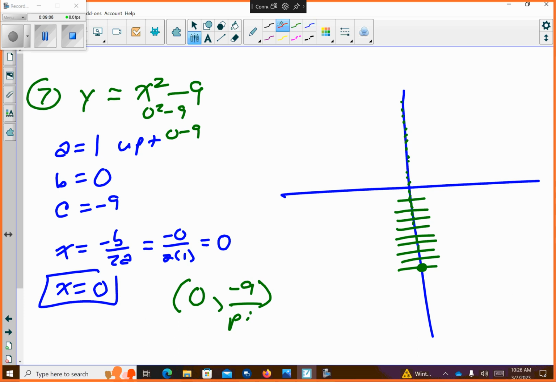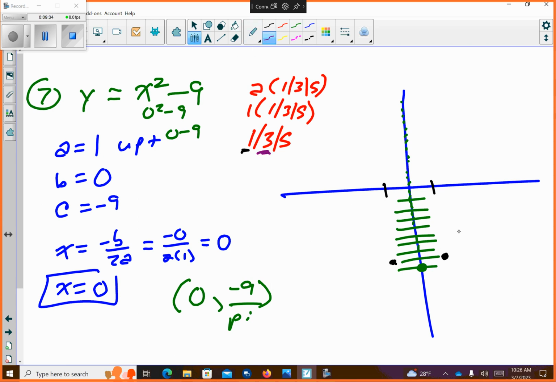My pattern graph is going to be a times 1, 3, 5. My a value is 1, so it's 1 times 1, 3, 5. So I'm going to pattern graph with 1, 3, 5. I go right 1, up 1, left 1, up 1, and then I go to the 3. Right 1, up 3, and left 1, up 3.